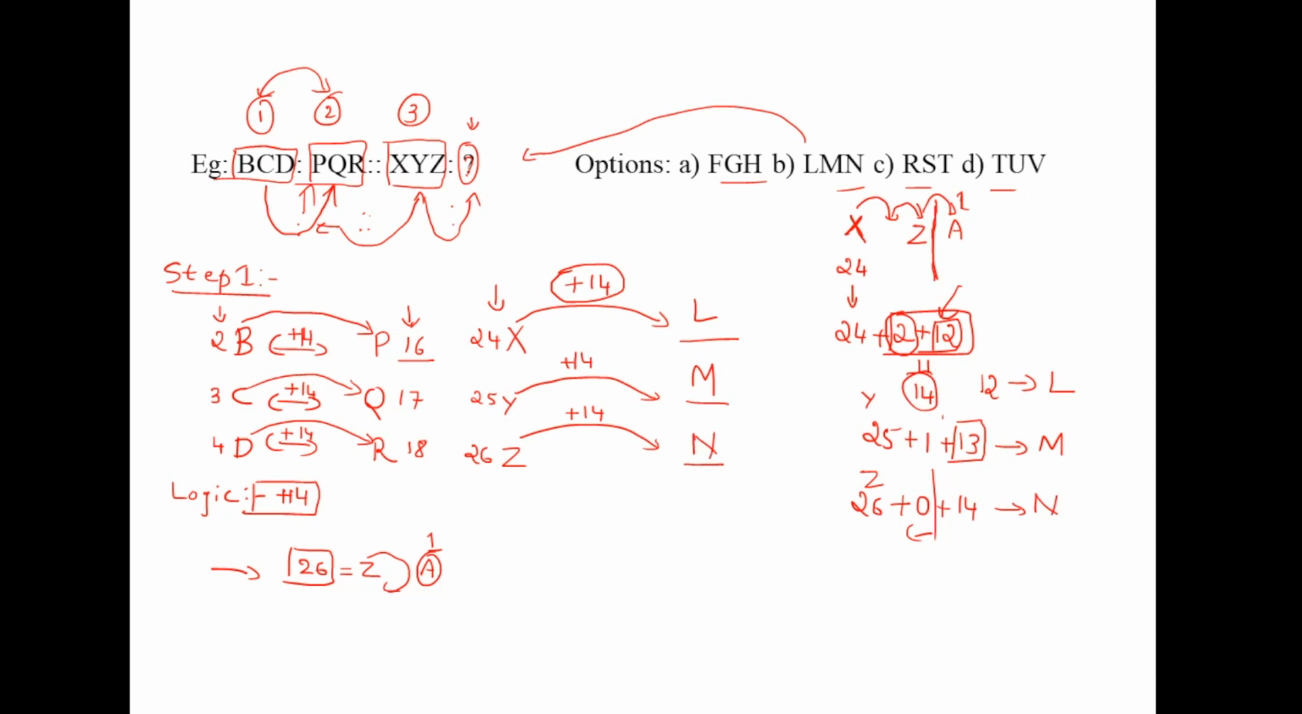So in this letter analogy series, I have got the group of letters which has the same logic as BCD and PQR, that is XYZ and LMN. Whether it is there in the option? Yes. LMN is my answer. Answer is LMN. Option is B. This is my answer.